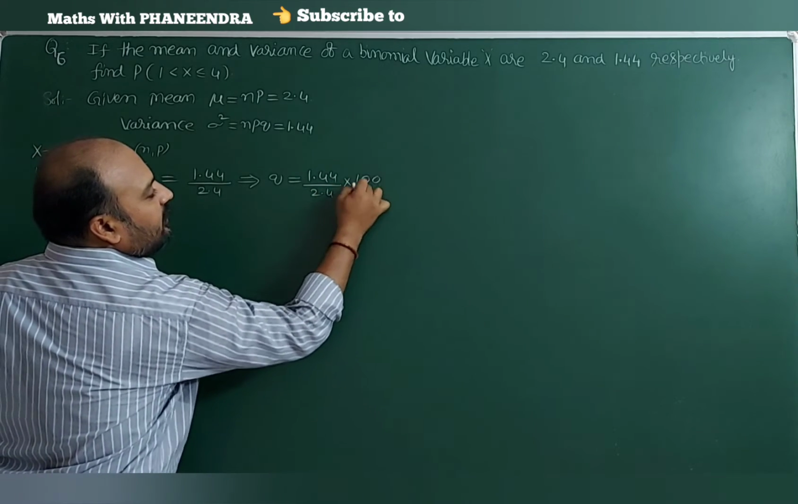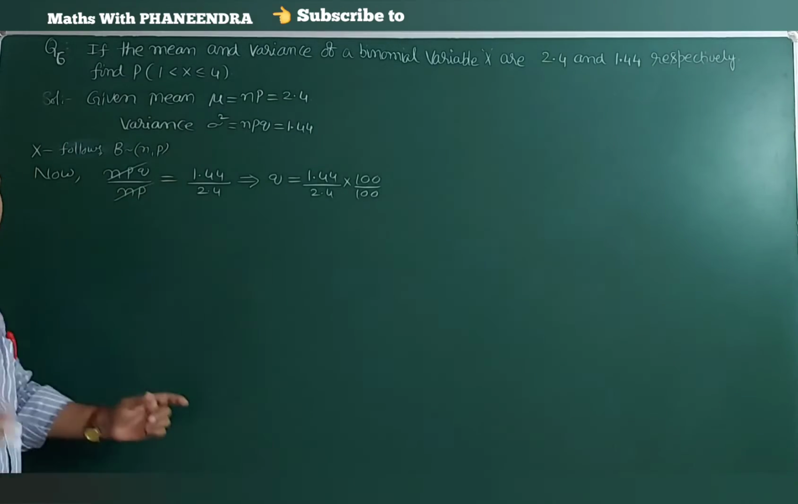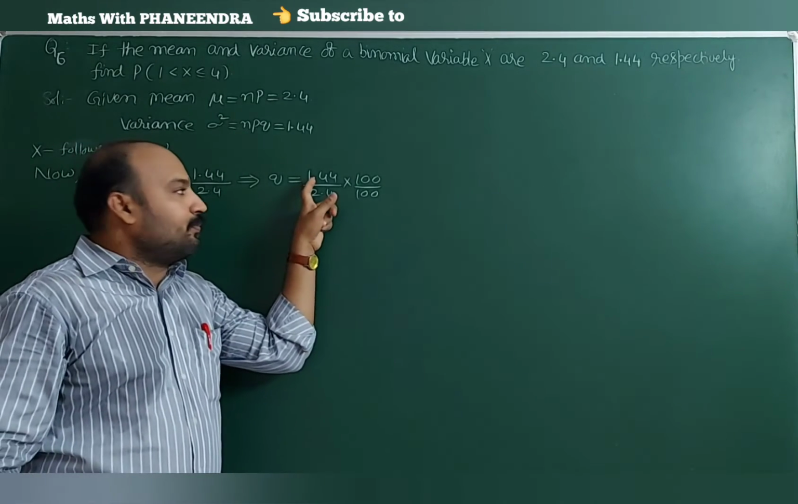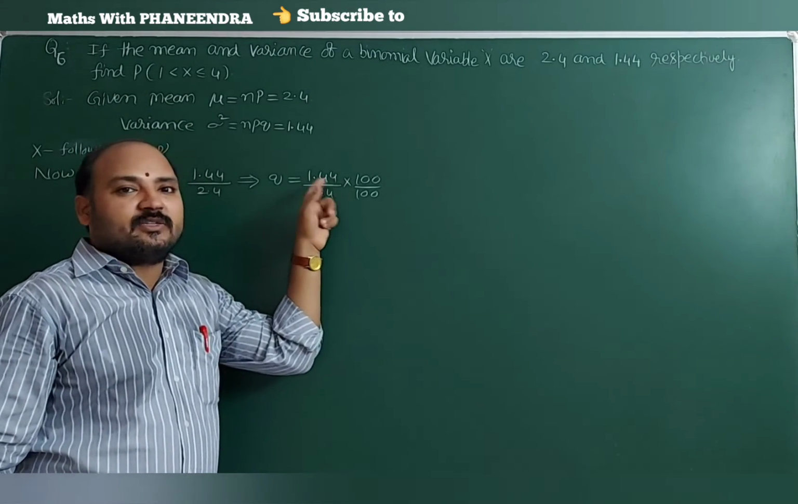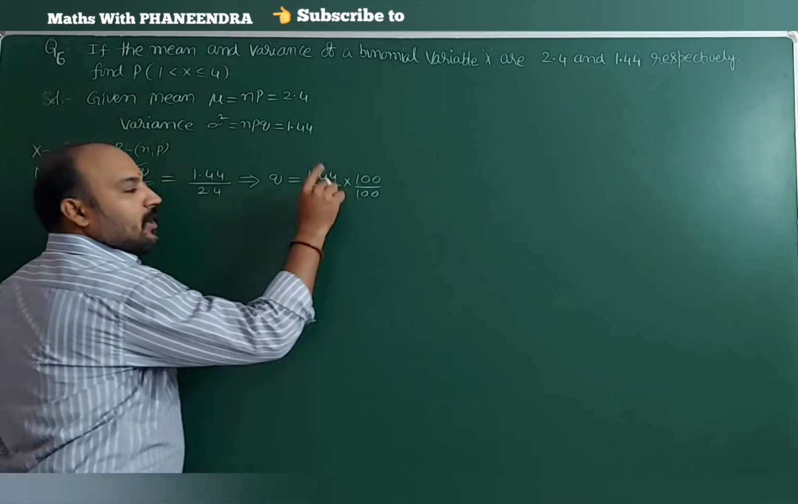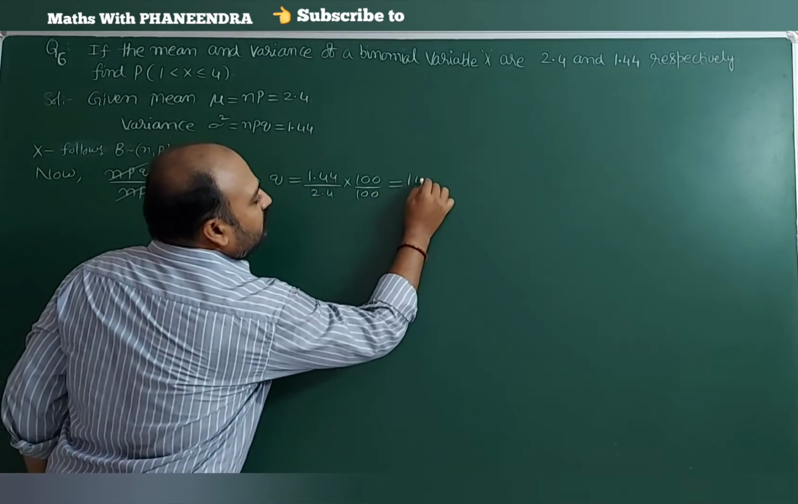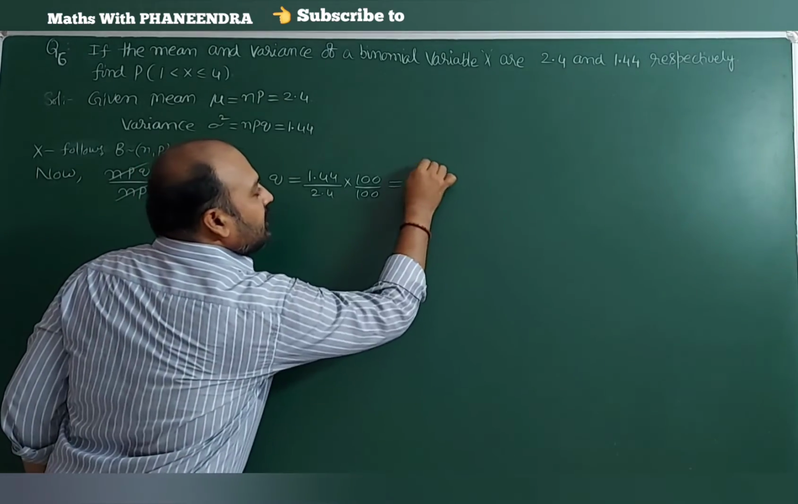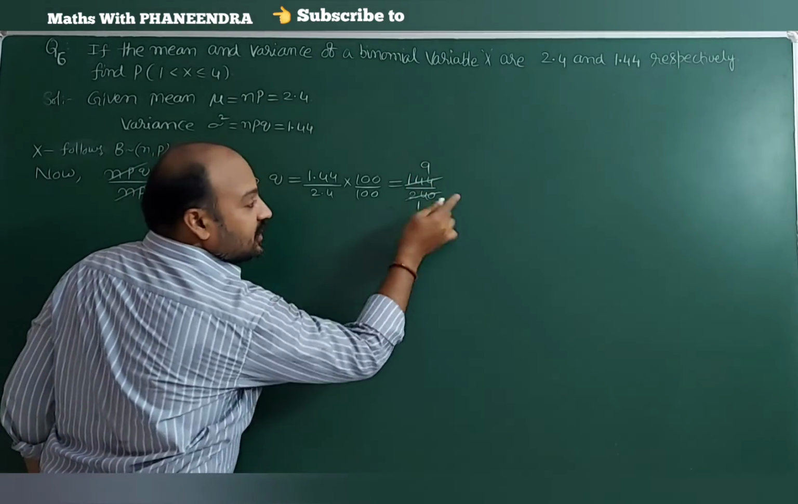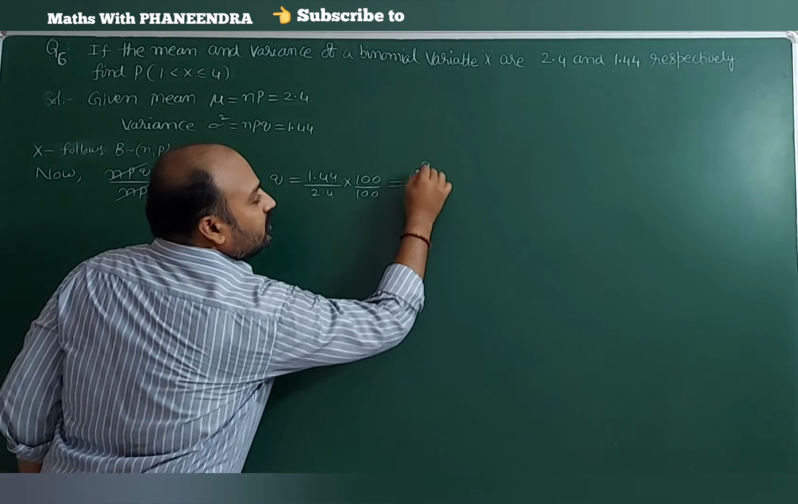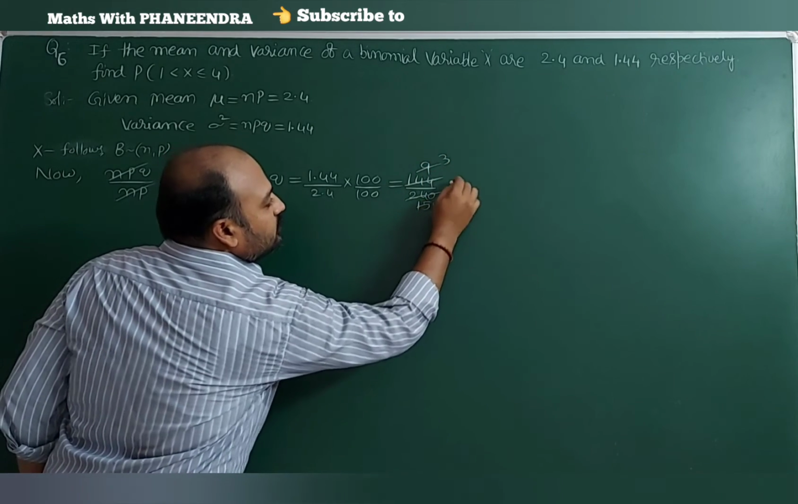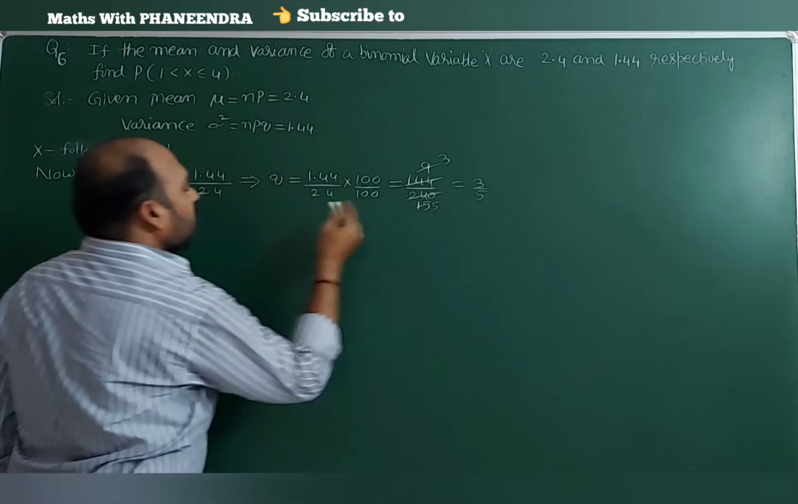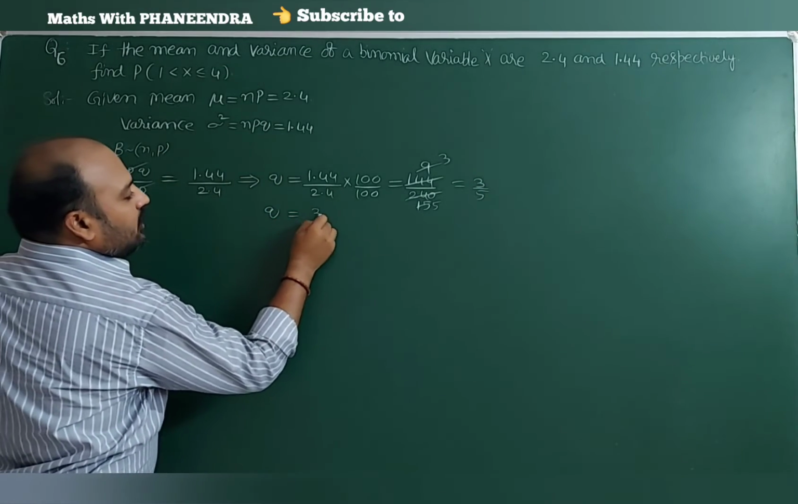Here multiplying and dividing by 100. Sir, why are you multiplying and dividing by 100? Here 2 decimals are there now. So that is the reason for multiplying and dividing by 100. It becomes 144 divided by 240. So 16 ones are 16, 16 nines are 144, 16 fives are 80. So 3 by 5. So the value of Q is equal to 3 by 5.